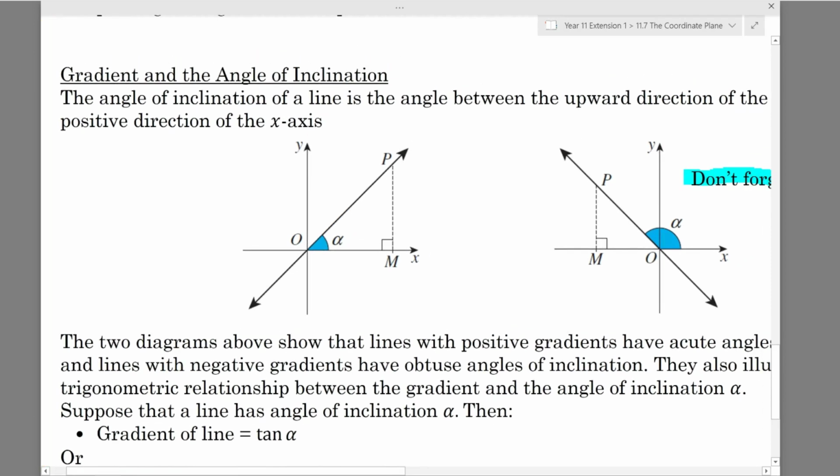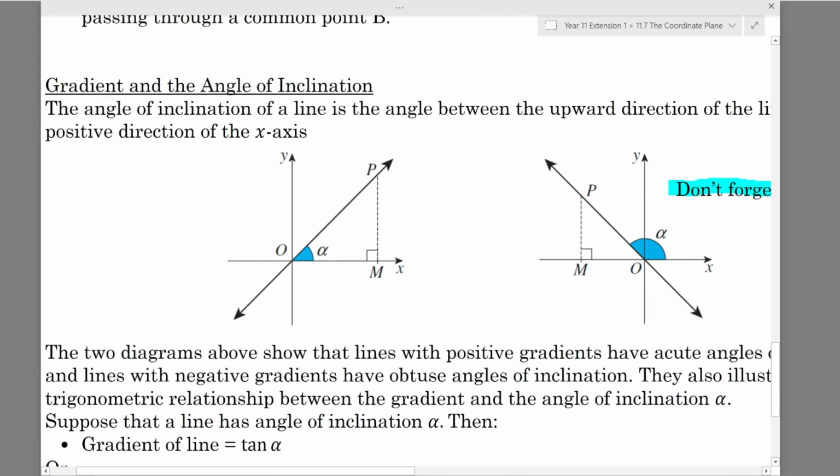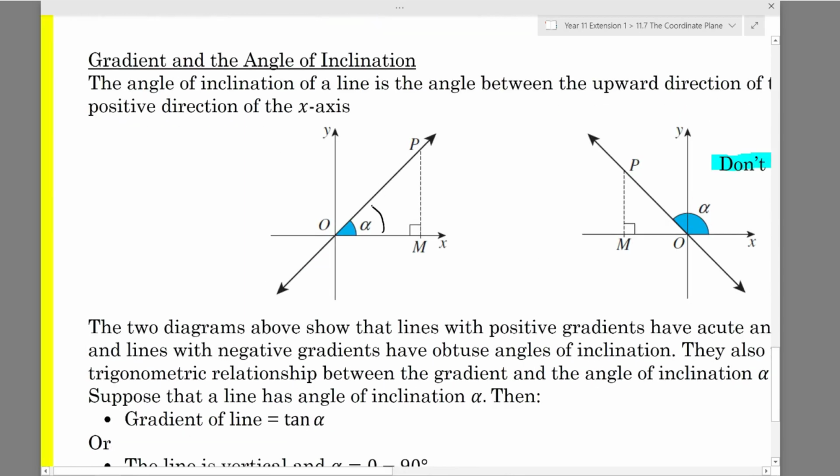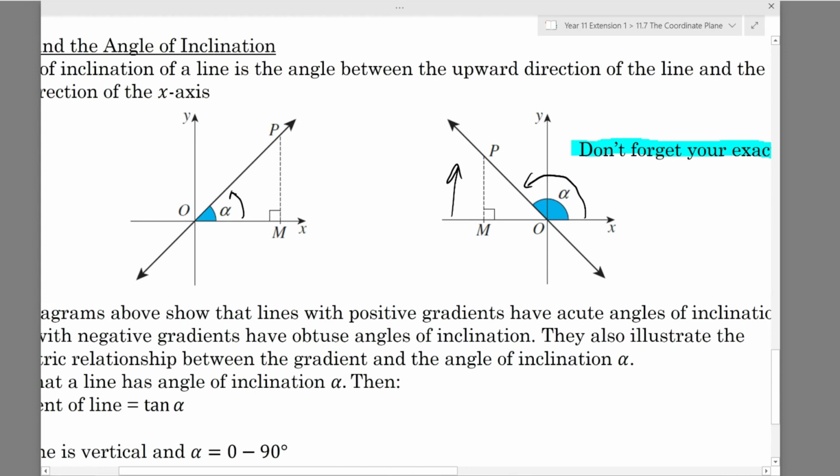The angle of inclination of a line is the angle between the upward direction of the line and the positive direction of the x-axis. So it's basically this part in here, between the x-axis and the positive bit. We know this is the positive bit because it's above the x-axis, in the positive y direction, like +1, +2, etc. So we're always measuring it from the x-axis up on the right.